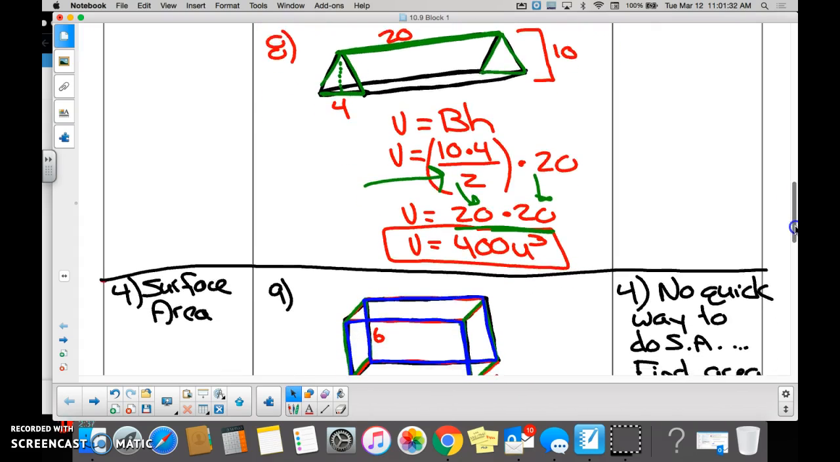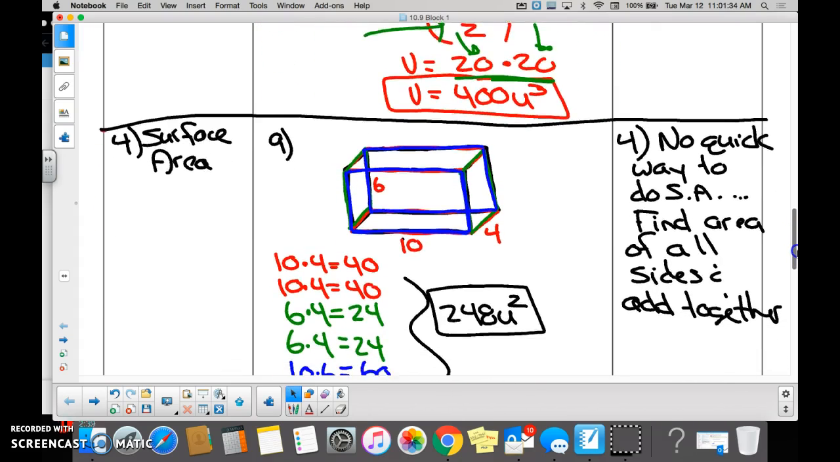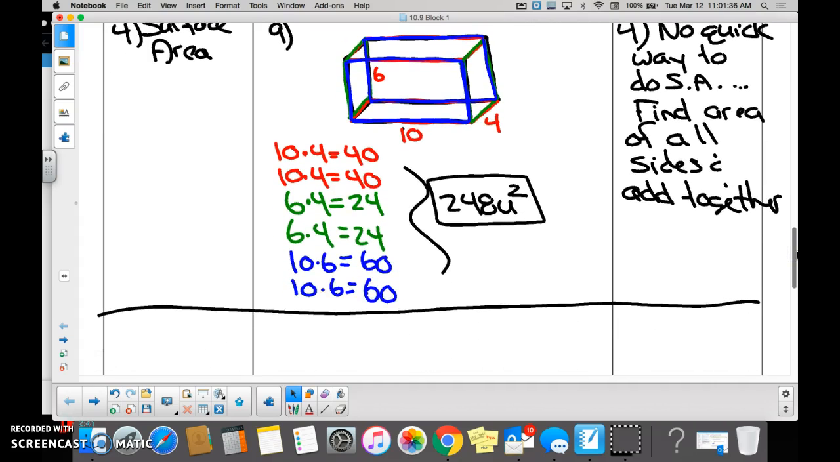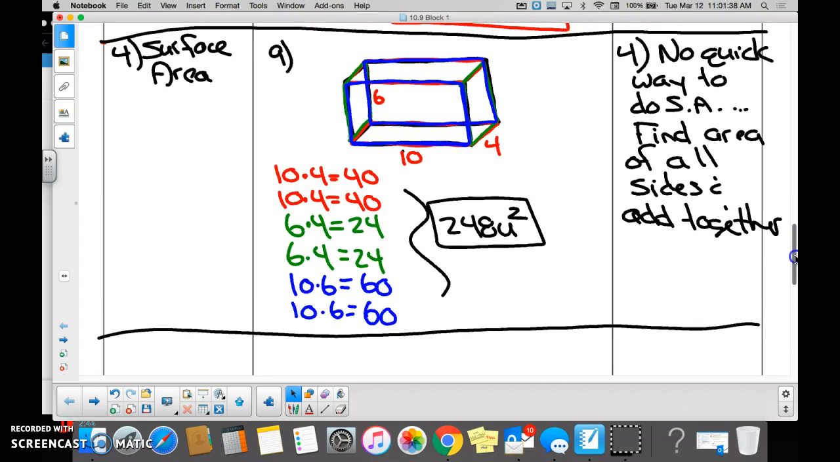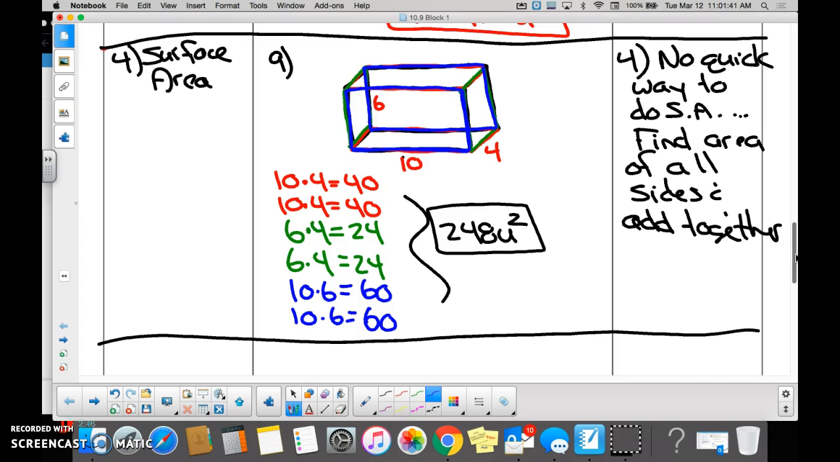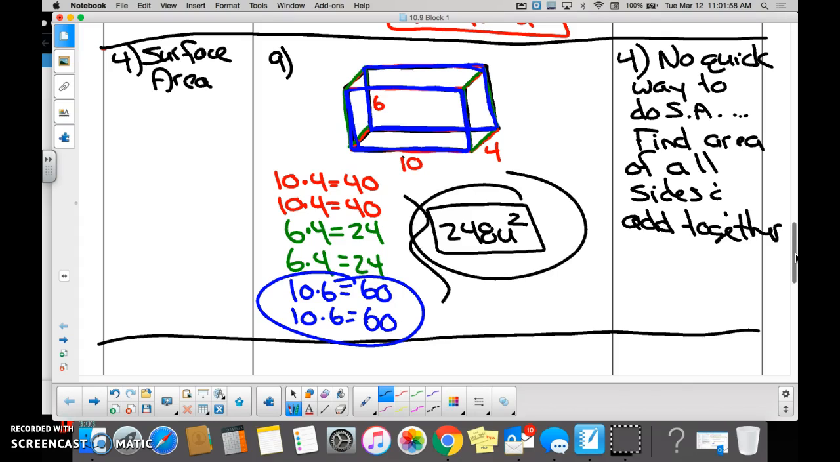And then the last thing we did was surface area. Again, you just find the area of each face. So we have this highlighted. I know we kind of mixed up some colors, but the front and the back, which I'm tracing here, are both 10 by 6s, right? So we calculated each of them. The greens would be the sides, and the reds would be the top and the bottom. We added them all together, and we got 248 units squared. We cool with that? Yes.